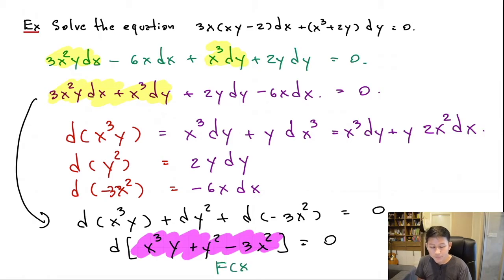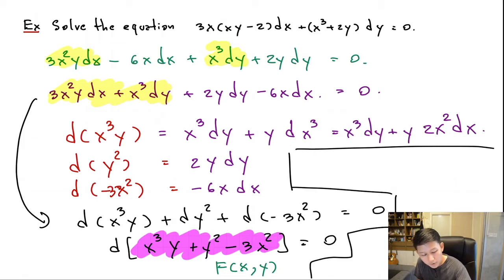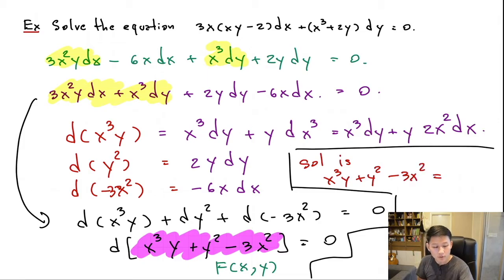Which means that, guys, this is actually f x y. So the solution is x cubed y plus y squared minus 3x squared equals c, and that is the solution. And if you compare, it's exactly the same solution as what we had before here.